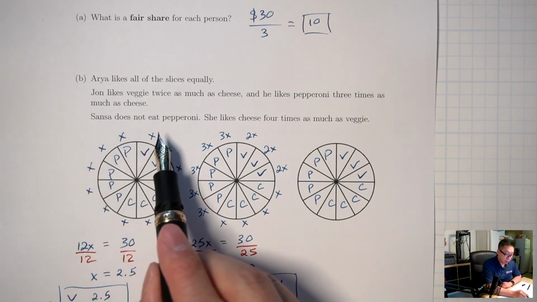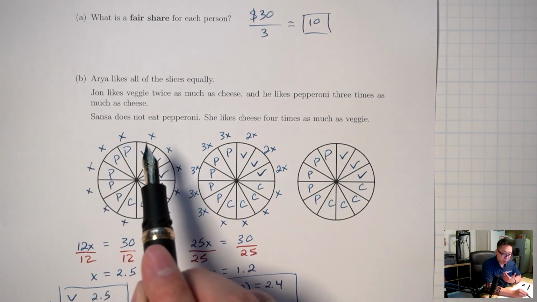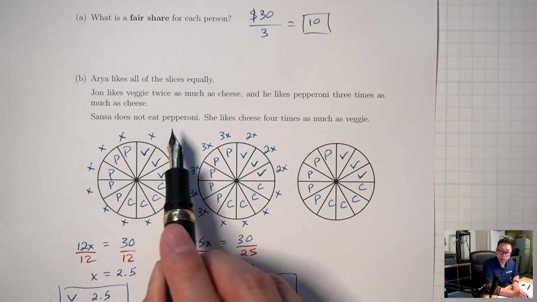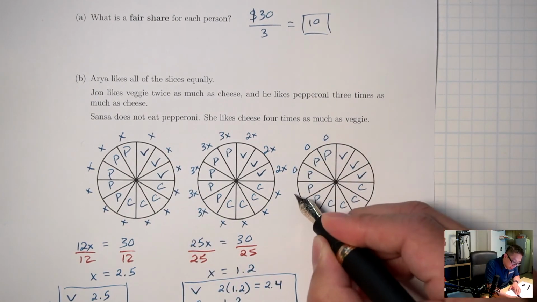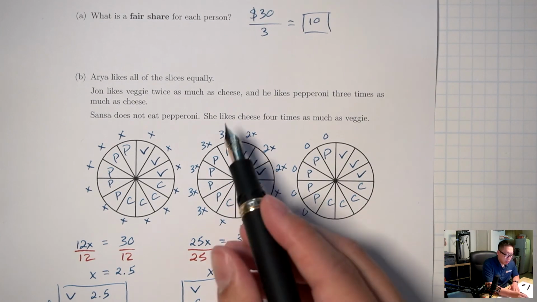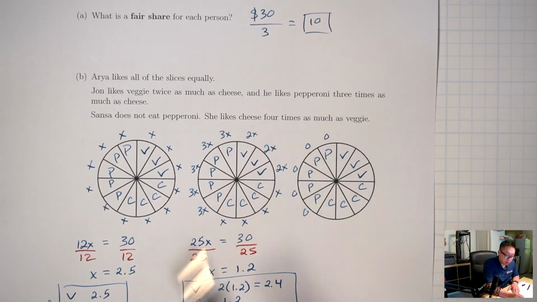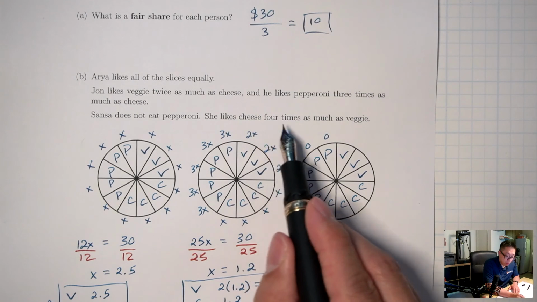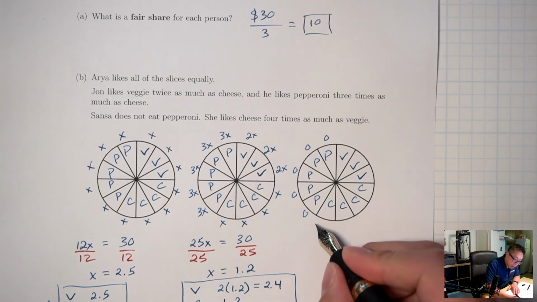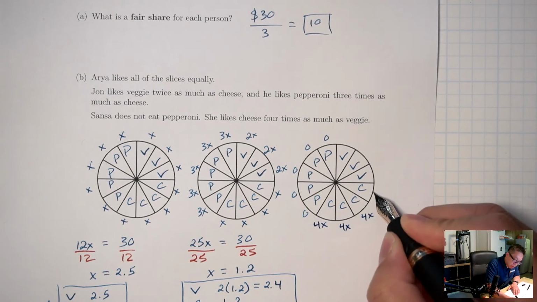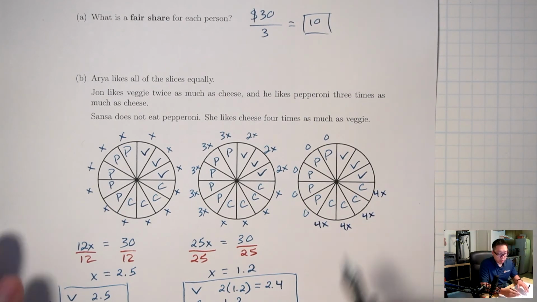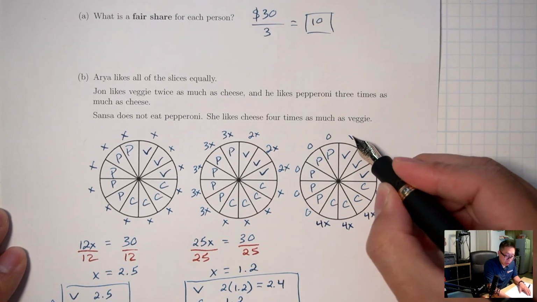Sansa does not eat pepperoni at all. Okay, she doesn't want pepperoni at all. So pepperonis are worthless to her. Pepperonis are going to be 0 for her. She likes cheese 4 times as much as veggie. So the cheese will be 4 times, so 4x on the cheese, which means the veggies are going to be regular x's.